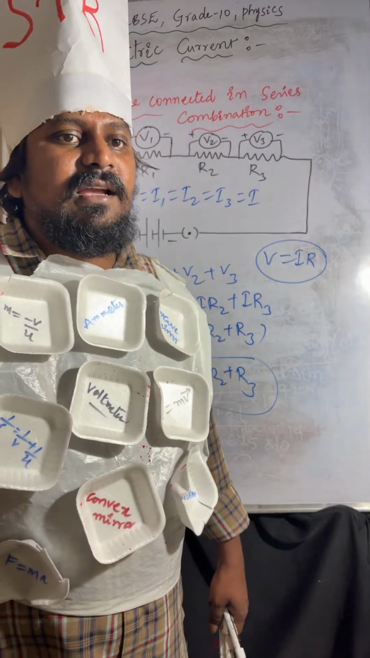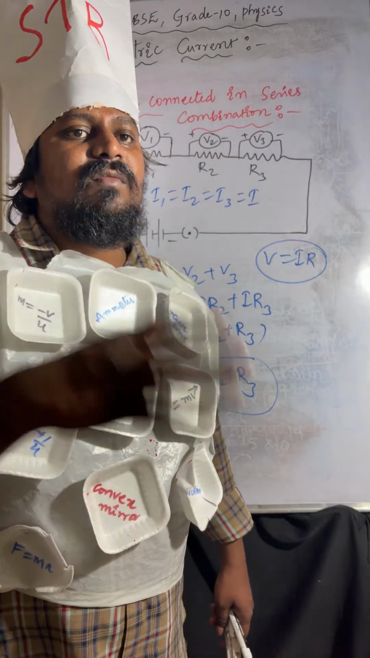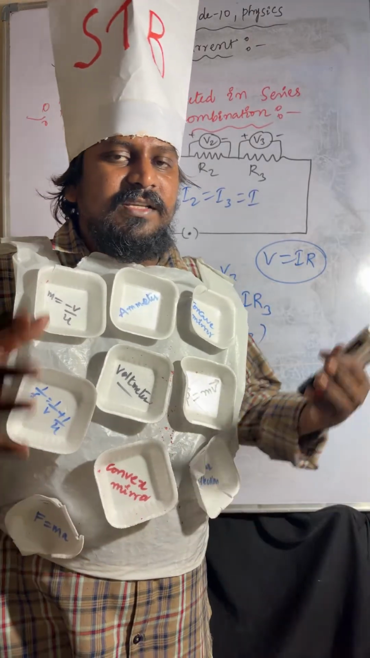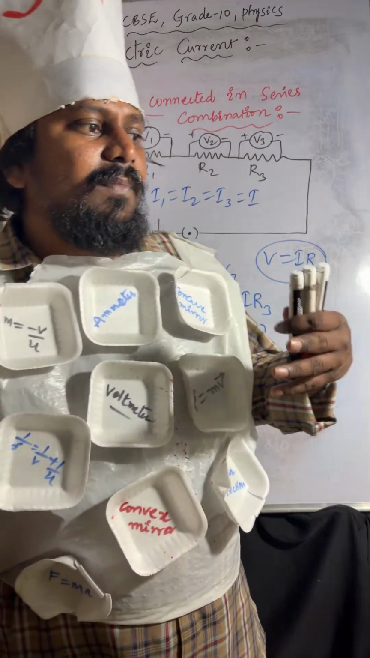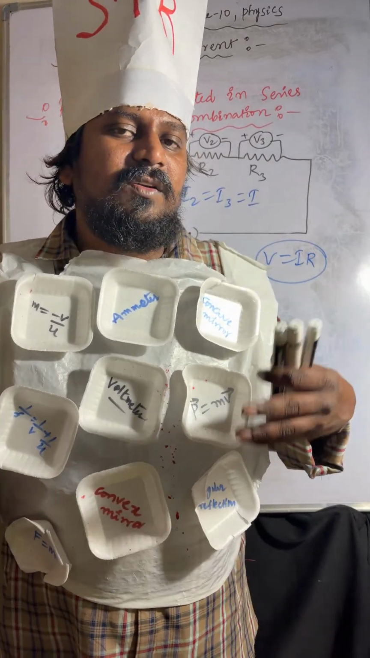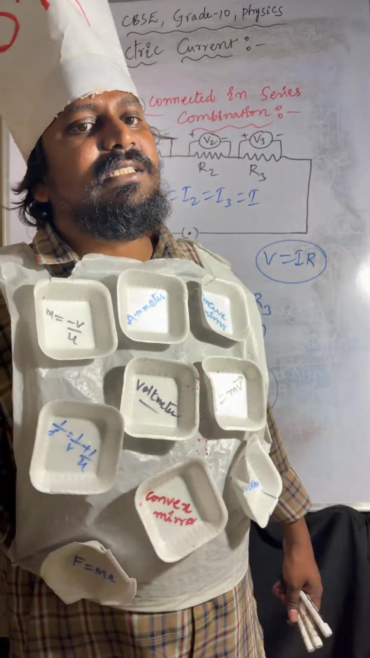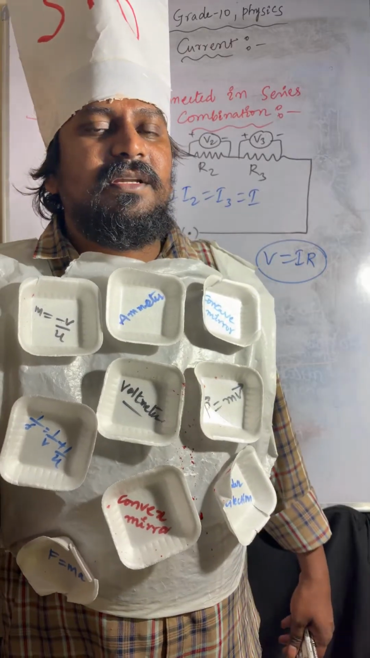Coming to resistors connected in parallel combination, 1 by Rp equal to 1 by R1 plus 1 by R2 plus 1 by R3. So that is resistors connected in parallel combination.